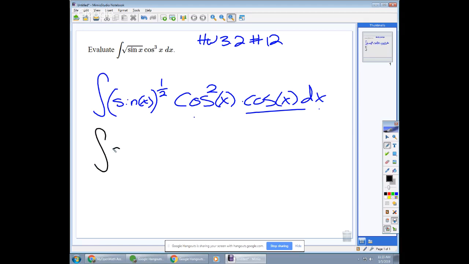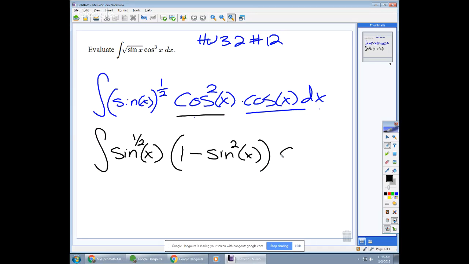So now I have the integral of the sine of x to the power 1/2 times parentheses 1 minus sine squared, from the Pythagorean identity, replacing that cosine squared. And this cosine is just chilling out on the edge. I'm just going to leave that alone there, because I'm going to need that. I'm only going to distribute the sine to the 1/2 through there, okay?